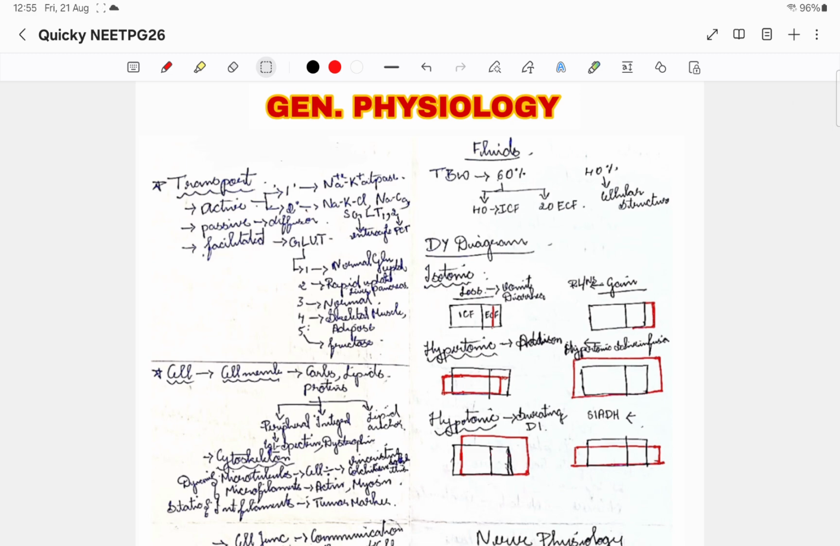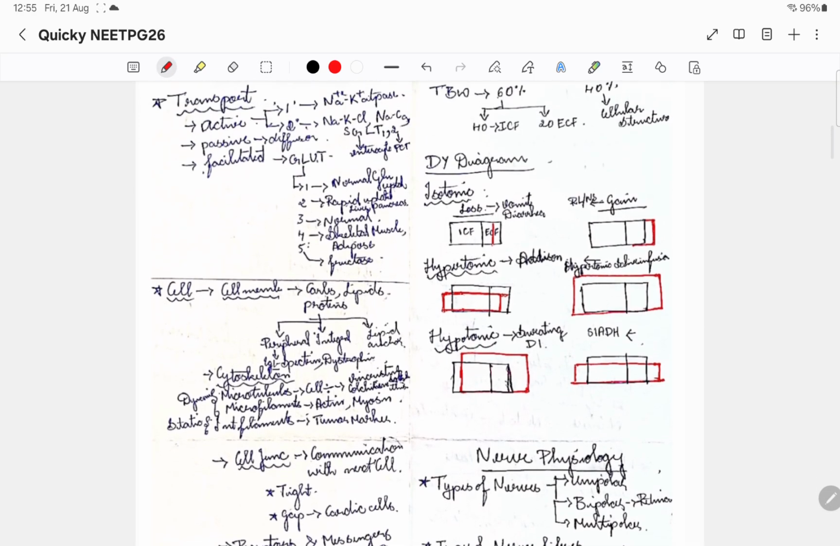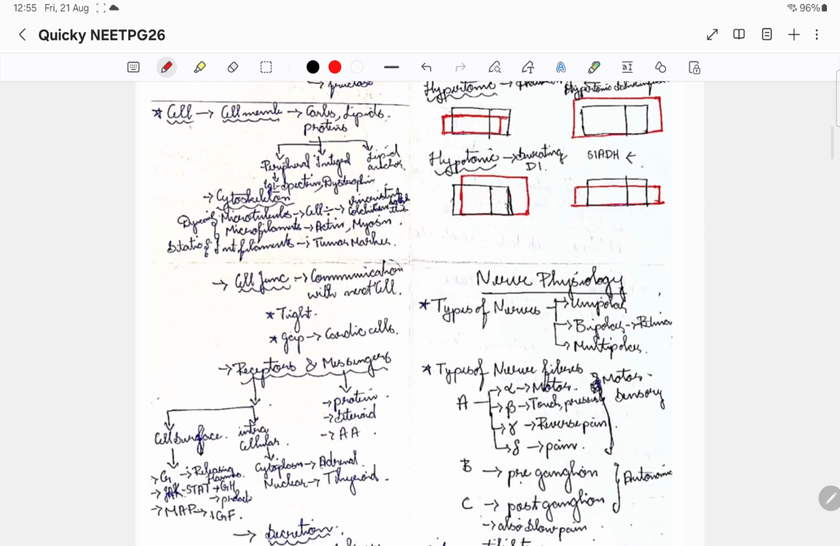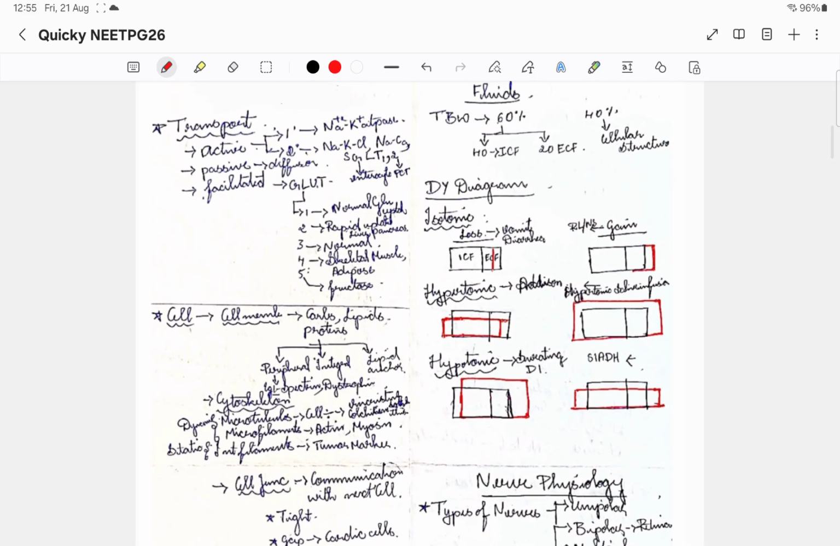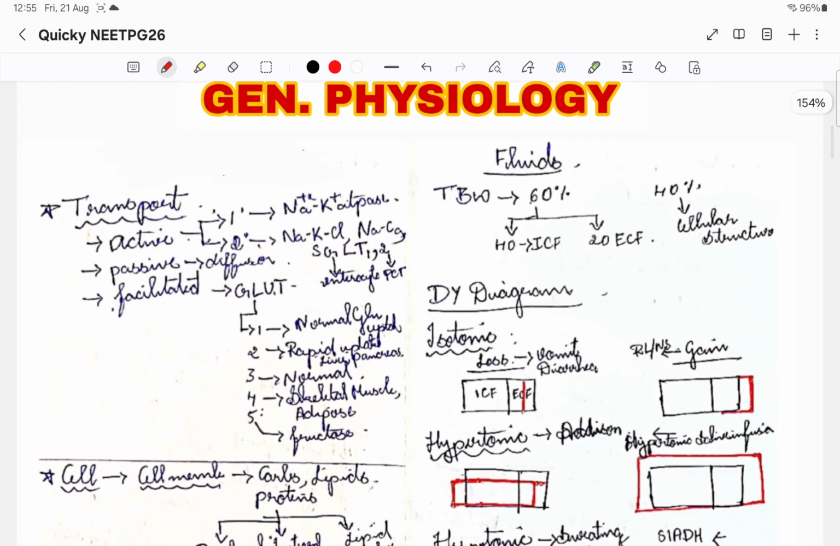There are only three main topics that we have to discuss here in general physiology. One is the types of transport, the other one is the cells, the fluids, and the nerve physiology. So let us start the topic from transport. There are three kinds of transport: active transport, passive transport, and facilitated transport.